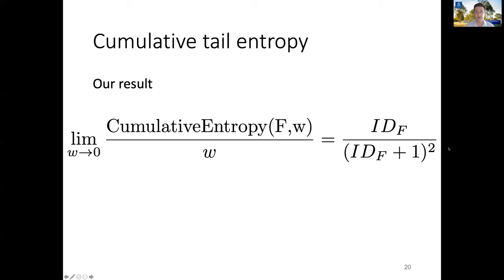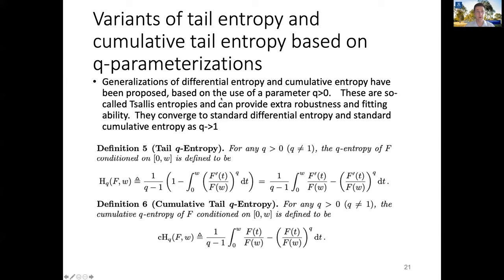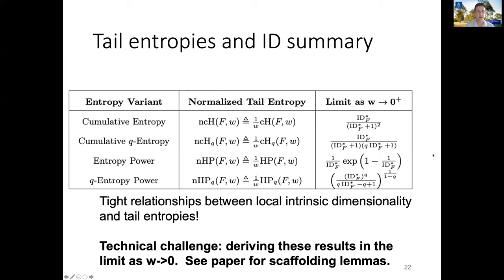We also look at in the paper, and I won't have time in this talk, other variations of entropy based on a fitting parameter Q. These are so-called generalized entropies or Tsallis entropies, and they've been used particularly heavily in physics to provide extra robustness, extra fitting capability when you use entropy. And they have a nice property that as you make the parameter Q go to one, you recover standard differential entropy, standard cumulative entropy. So one can define these Q entropies as I've just said. And in our paper, we provide a series of results about both the standard entropy, cumulative entropy, entropy power, and the Q variations, cumulative Q entropy power.